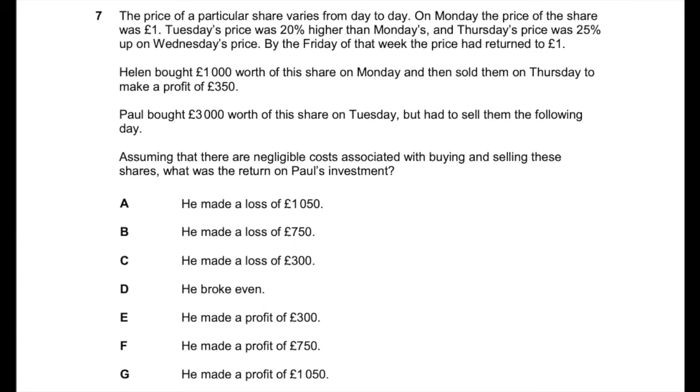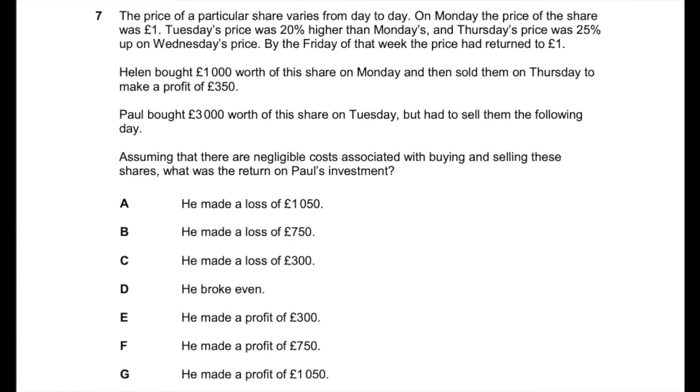The correct answer is C because of the following. To calculate the return on Paul's investment, the share price on Tuesday and Wednesday must be calculated. If the share price was £1 on Monday and 20% higher on Tuesday, then the share price on Tuesday was 1 multiplied by 1.2 equals £1 and 20 pence. Helen bought 1,000 shares on Monday, 1,000 multiplied by £1 equals £1,000, and sold them for £1,350. £1,000 plus £350 equals £1,350. Therefore, the price per share on Thursday was £1 and 35 pence. £1,350 divided by 1,000 equals £1 and 35 pence.